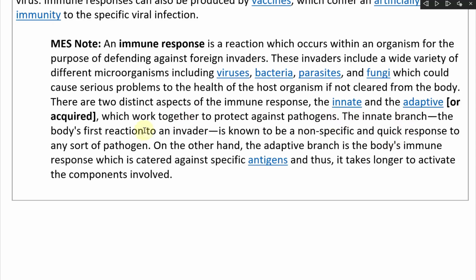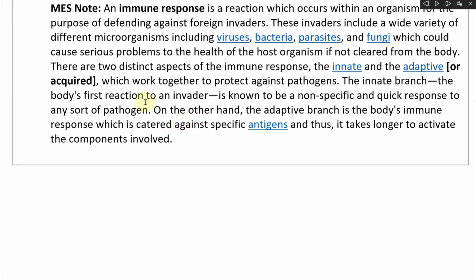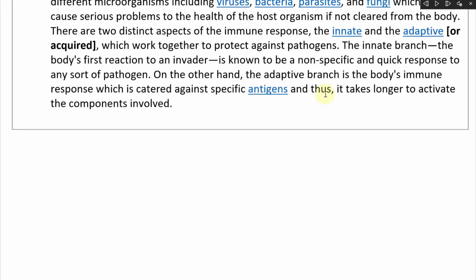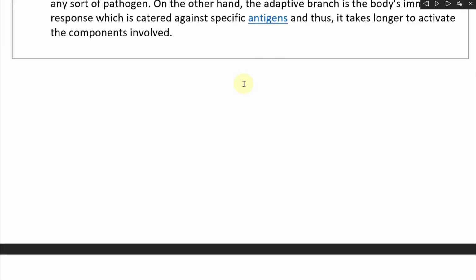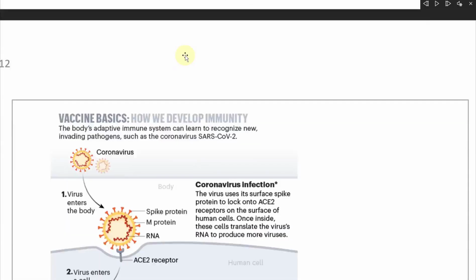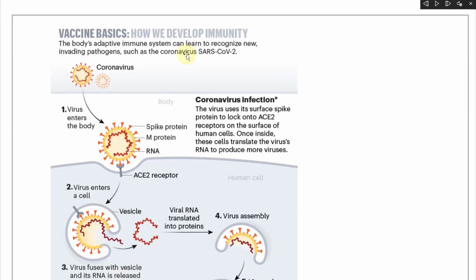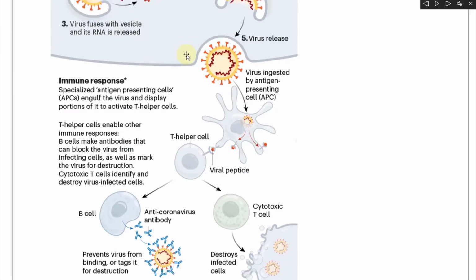The innate branch, the body's first reaction to an invader, is known to be a non-specific and quick response to any sort of pathogen. On the other hand, the adaptive branch is the body's immune response which is catered against specific antigens, and thus it takes longer to activate the components involved. Interesting. And let's take a look at the vaccine setups over here.